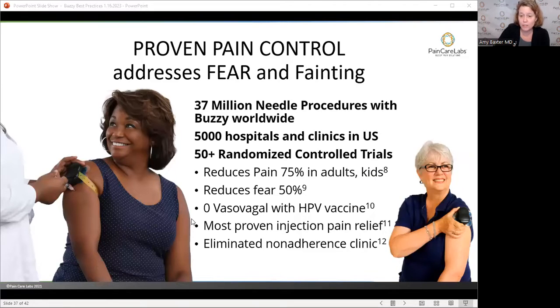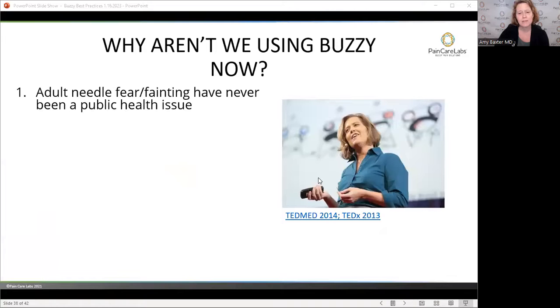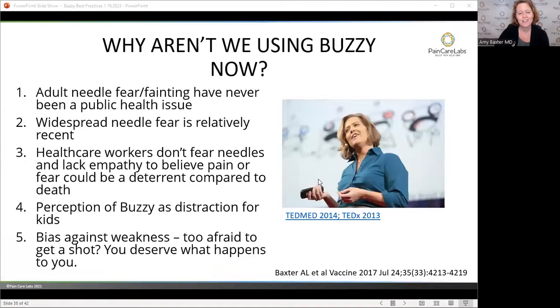So all told, Buzzy is the most effective pain control to address, in addition, fear and fainting. And we're up to now 45 million needle procedures, reduces pain 75% in adults and kids, and fear 50%. And I'll let you ask any more questions.